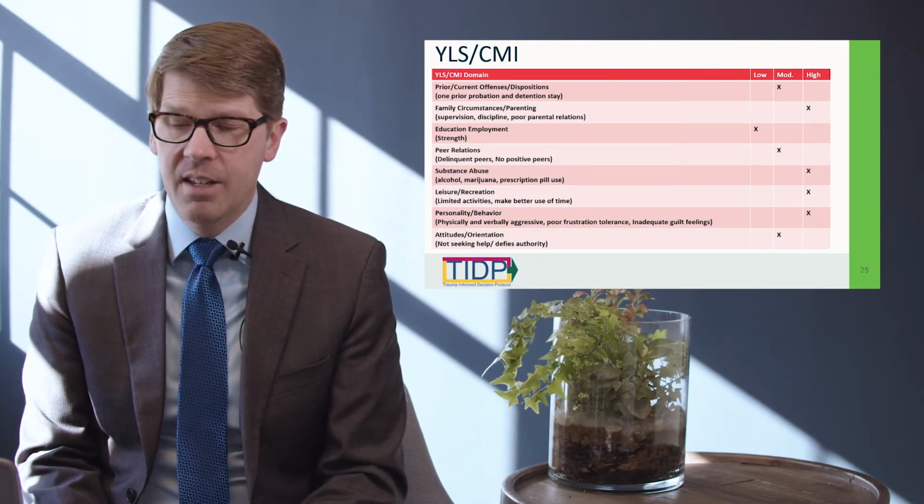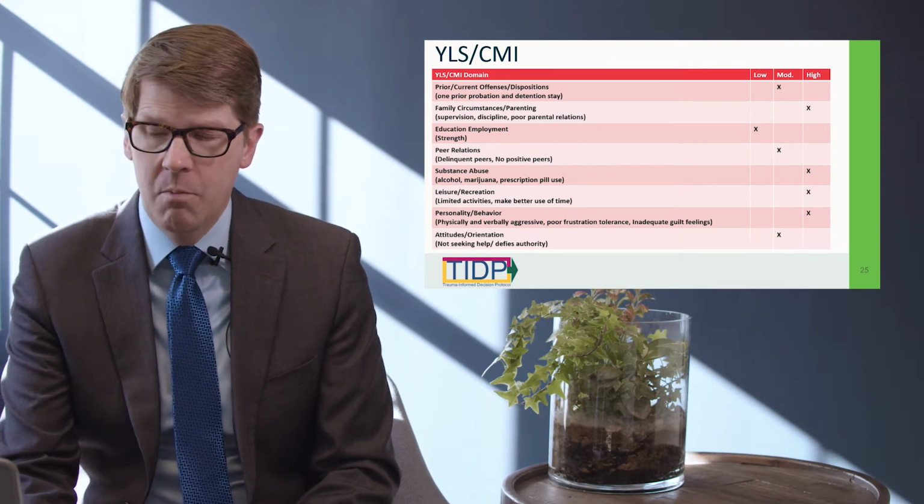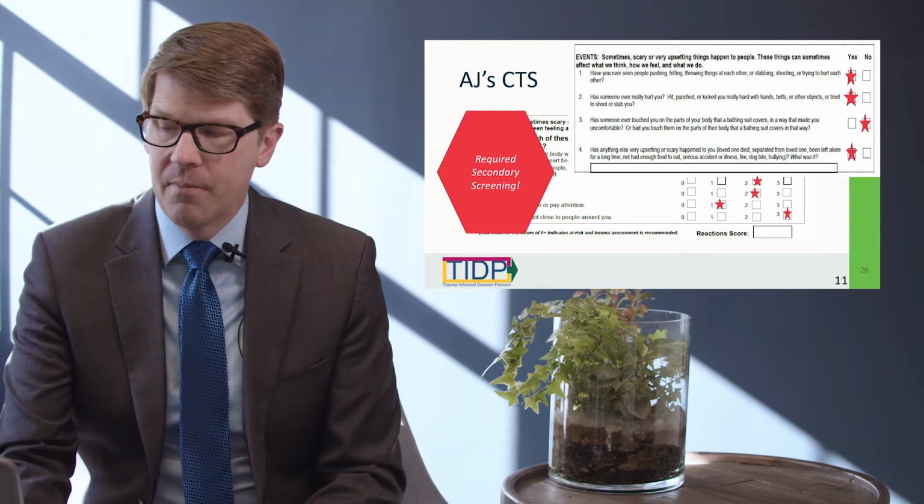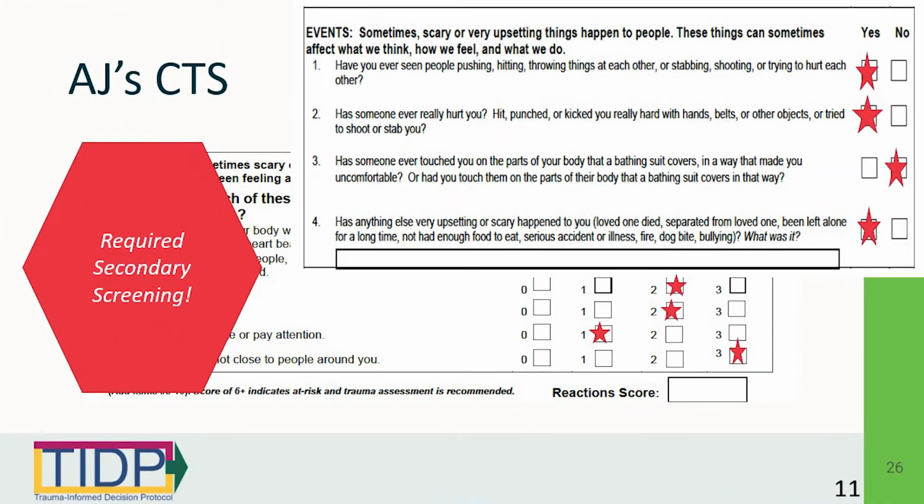Here's a visual representation of AJ's CTS. And what you can see here is that on the traumatic event exposures, AJ acknowledges 3 different types of traumatic events across his lifetime. And his score on the trauma reaction section of 11 indicated that secondary screening was done.